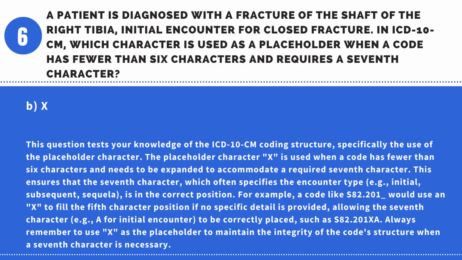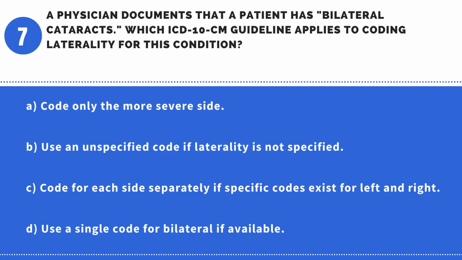position. For example, a code like S82.201_ would use an X to fill the 5th character position if no specific detail is provided, allowing the 7th character, e.g., A for initial encounter, to be correctly placed, such as S82.201XA. Always remember to use X as the placeholder to maintain the integrity of the code structure when a 7th character is necessary. Question 7.